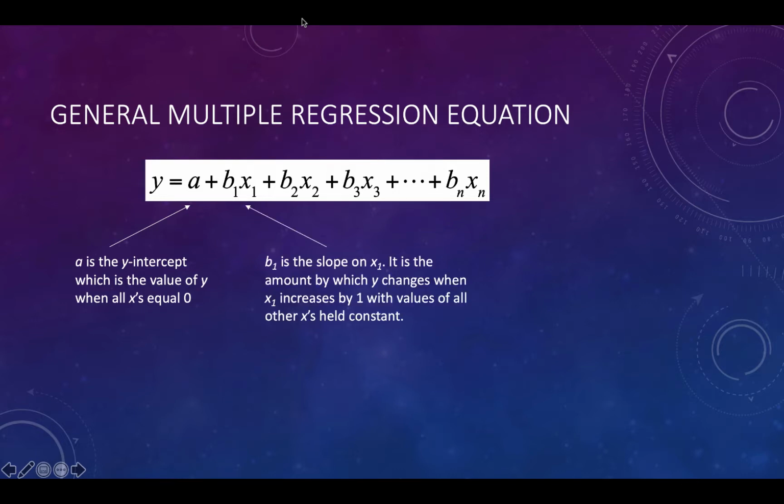Each slope on each x is the amount by which y changes when that particular x increases by 1, but we hold all the other x's constant. So in other words, we're only moving one x at a time. One of the things that I'll talk about here in a minute is unstandardized versus standardized slopes. And what I'm describing to you here with this B1 is what would be called an unstandardized slope. But we'll come back more to that once we get into JASP.